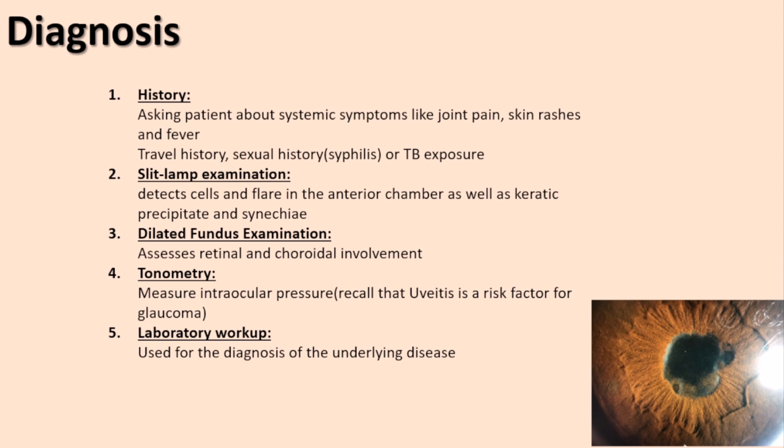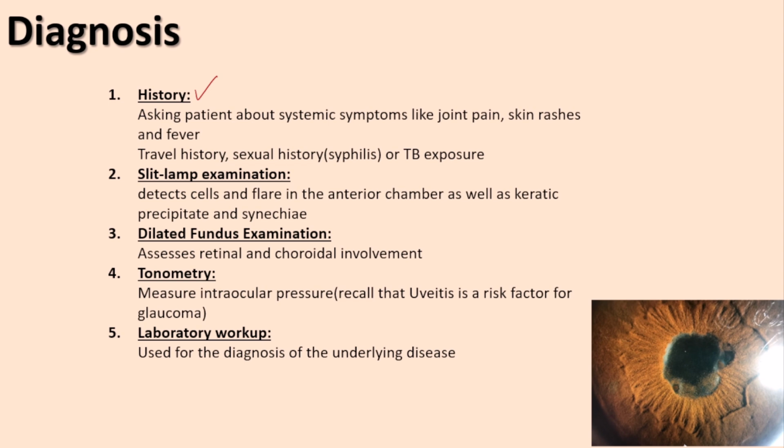So first of all, note that history here is very important, and you should be asking the patient about systemic symptoms like joint pain, skin rashes, and fever. Also, travel history is very important, and also sexual history, because the patient might be suffering from syphilis, and uveitis is secondary to syphilis, or even TB exposure.